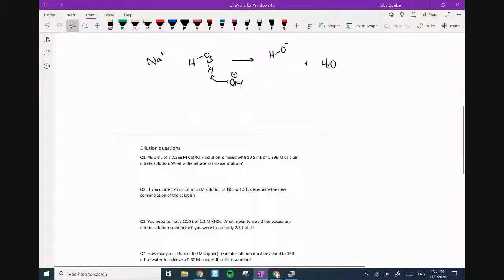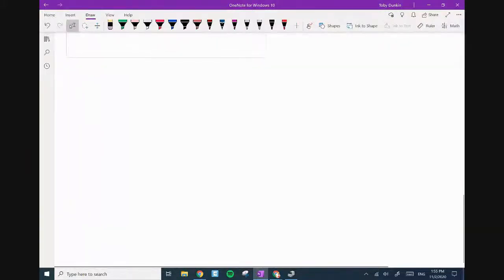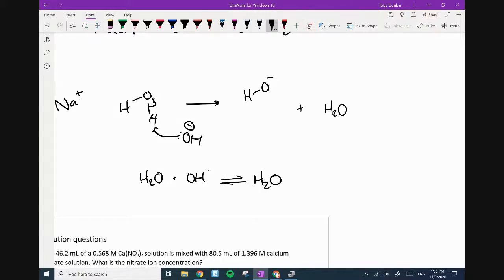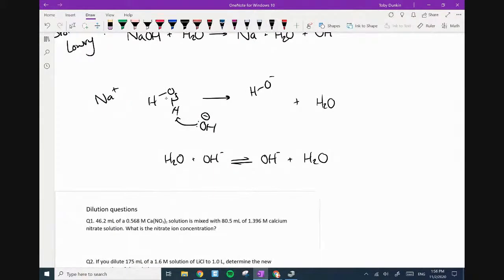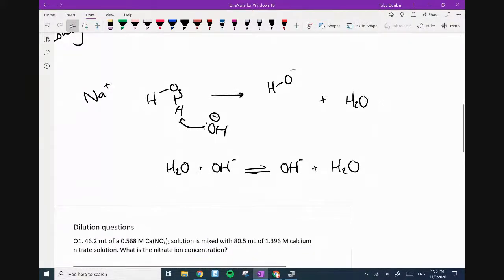In reality, you could argue that H2O is reacting with OH- in an equilibrium to form hydroxide ions and water. But because the reactants and products are the same, we just don't care. We're always going to have the same concentration of OH- ions and the same concentration of water, since the reaction is one-to-one and the products are the same.